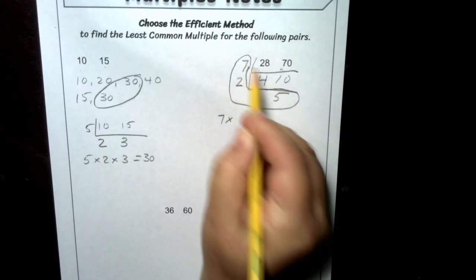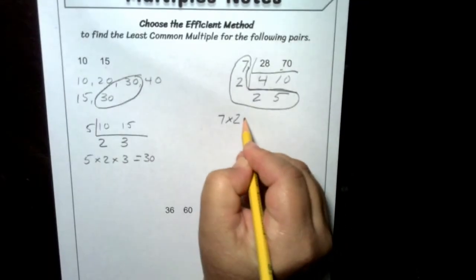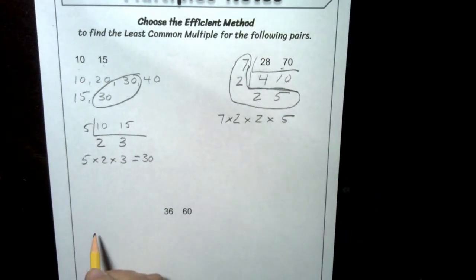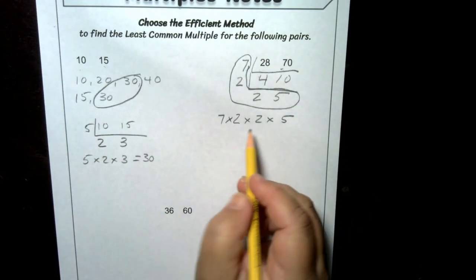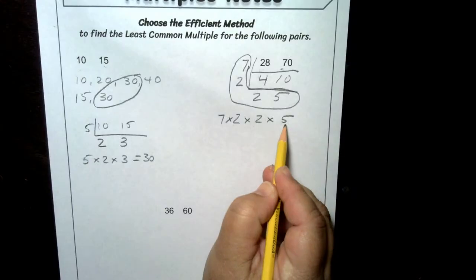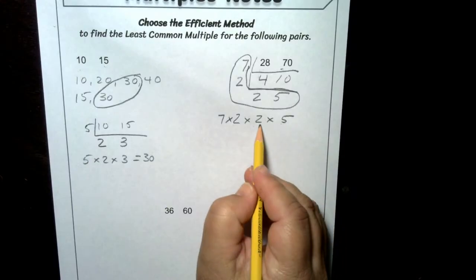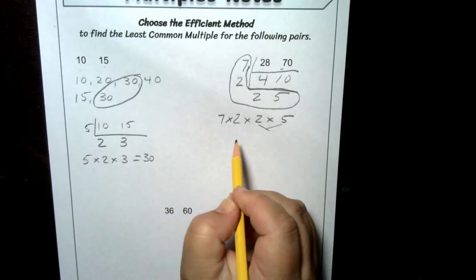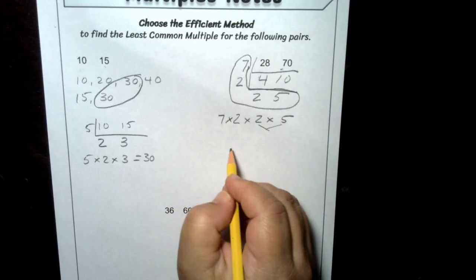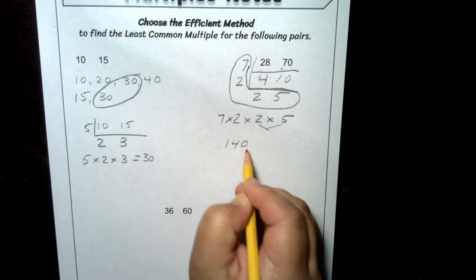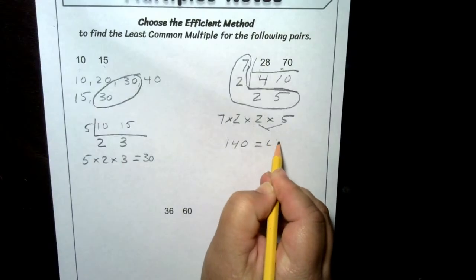So now I'm going to multiply this. I'm doing my L for LCM. 7 times 2 times 2 times 5. Okay, I could do 14 times 2 is 28 times 5. Yeah, I don't really know that. But if I multiply those two together, I get 10. So then 7 times 2 is 14. 14 times 10 is 140. So that is our LCM.